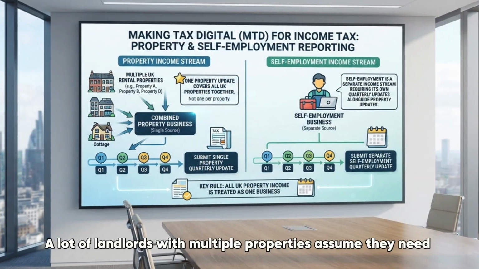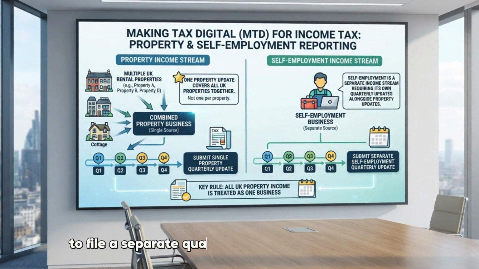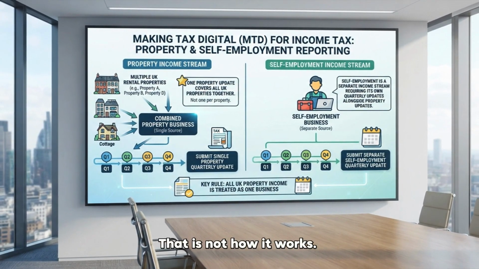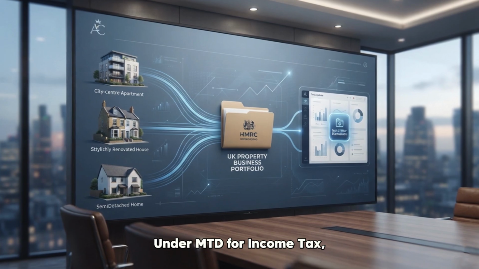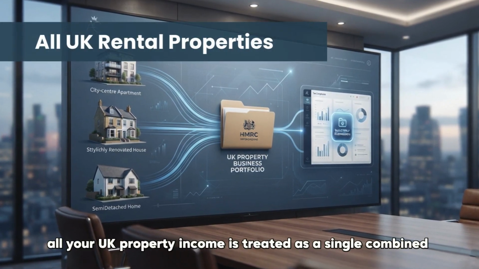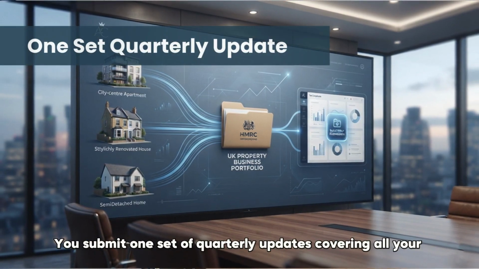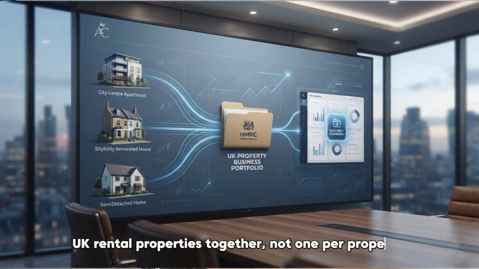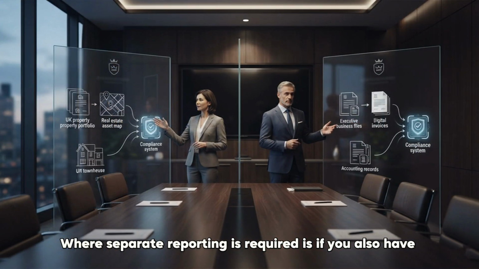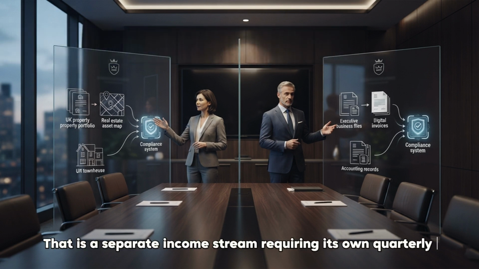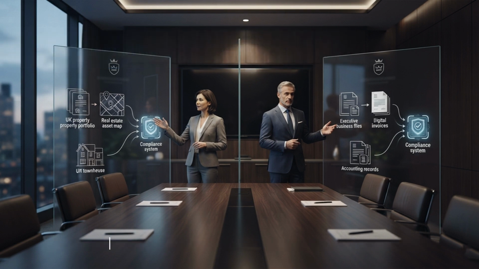A lot of landlords with multiple properties assume they need to file a separate quarterly update for each property. That is not how it works. Under MTD for income tax, all your UK property income is treated as a single combined property business. You submit one set of quarterly updates covering all your UK rental properties together, not one per property. Where separate reporting is required is if you also have self-employment income. That is a separate income stream requiring its own quarterly updates alongside your property updates.